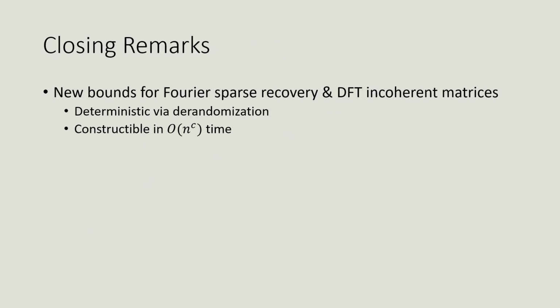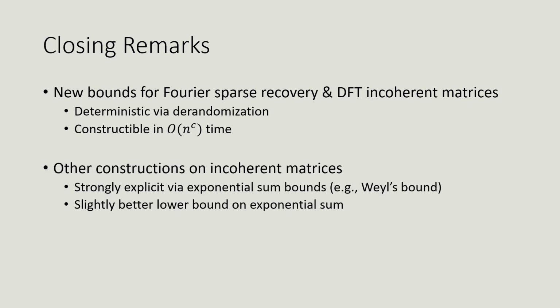In summary, we provide new bounds for the Fourier sparse recovery problem and the DFT incoherent matrices. We start with randomized constructions and make them deterministic via de-randomization. Our constructions are explicit, meaning that they can be found in polynomial time. We have some additional minor results on incoherent matrices in the paper.